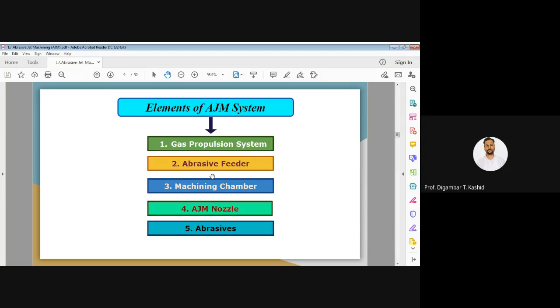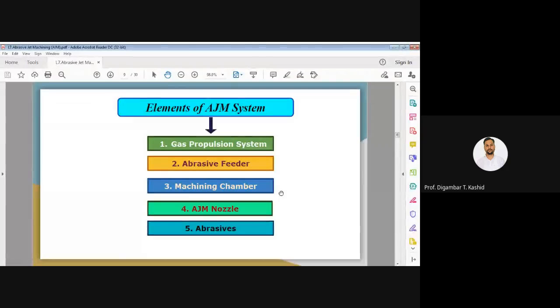Here we need to understand the material of the nozzle and the shape of the nozzle. You can use tungsten carbide or sapphire for your AJM nozzle, and the shape of the nozzle you can choose as circular, rectangular, or other cross section. It depends totally on the requirement of your workpiece and the requirement of your designer. So that point you need to note.